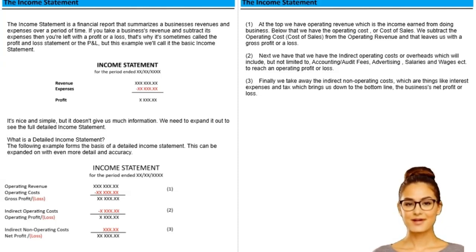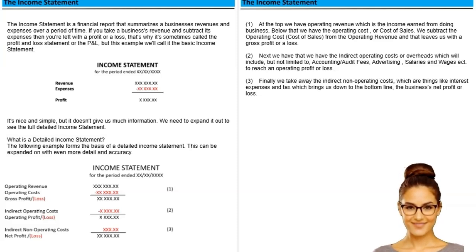What did it cost to generate the revenue? How much did we pay our employees? How much was the admin expenses, and so on and so forth. A detailed income statement puts it all into perspective. All income and expenses are properly categorized.